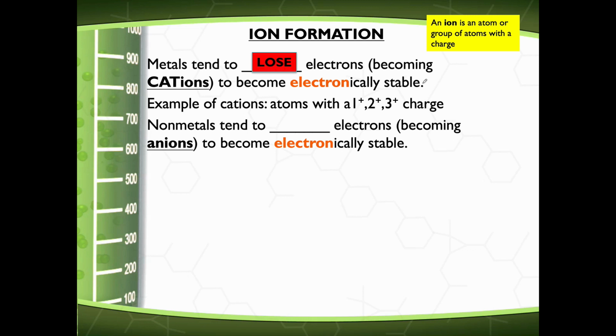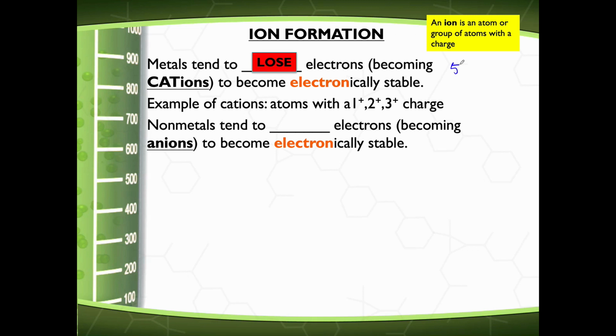How can I lose something and be positive? Well, think of what you're losing. You're losing a negative charge. Let's say you have 5 protons and you have 5 electrons, and you lose one of your electrons. You now have 5 protons and 4 electrons. You have 5 positive charges and 4 negative charges. So overall, you're sitting on top with a 1 plus charge, okay?